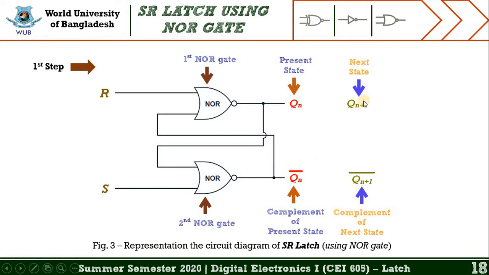And in the right section, or you can say in the upper right section, you may find a state which is named as next state. Why next? Because it is the state after present state. That's why it's named as next state, and it is symbolized by Qn plus 1. And in the lower right section, you may find the complement of the next state, which is symbolized by Qn plus 1 bar. So let's move into the next slide.